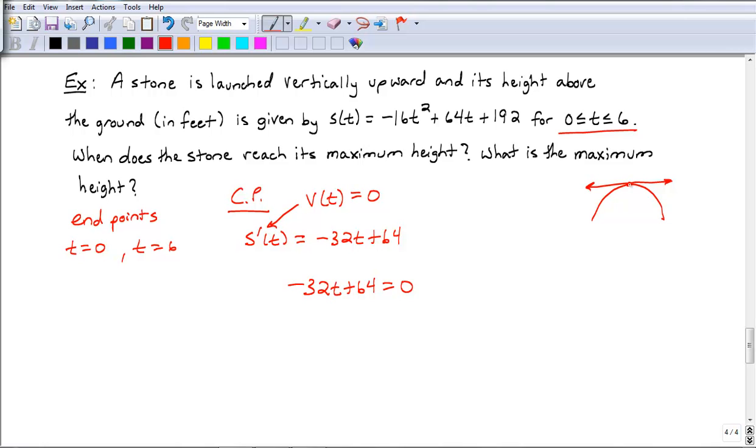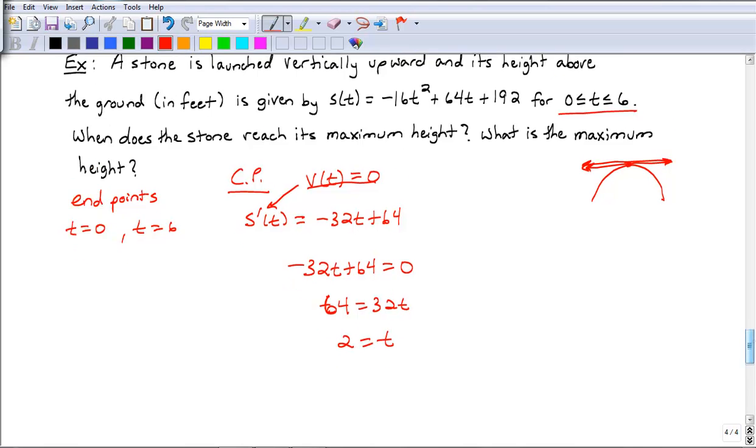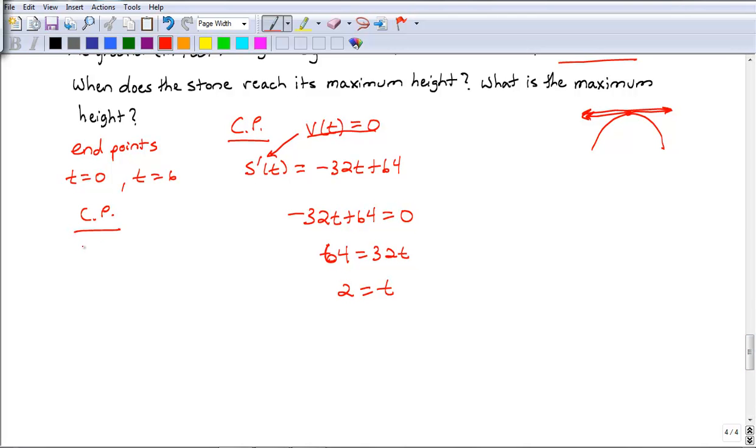So another way to figure out when the stone reaches its highest point is to set the first derivative, the slope of this thing, equal to 0. Notice that's the same thing we did before, setting the velocity equal to 0. And so we get 64 equals 32t, and 2 equals t. So we know that we have another critical point at t equals 2. So now we want to find the extreme value. Remember, we just want the maximum in this problem.